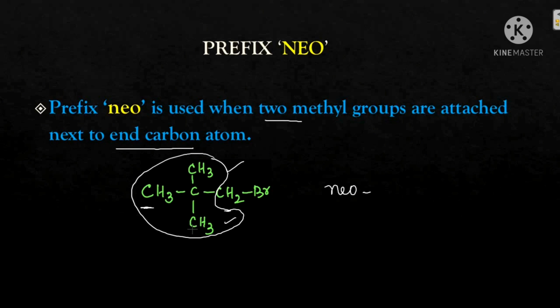5 carbon atoms means the name of that alkane is pentane, right? Now what could be the corresponding alkyl group? It is pentyl. Alkane minus ANE plus YL, so pentyl. What is the functional group here? It is bromine, so bromide. Understood, students? It is neopentyl bromide. This is how you should make use of the prefix neo.